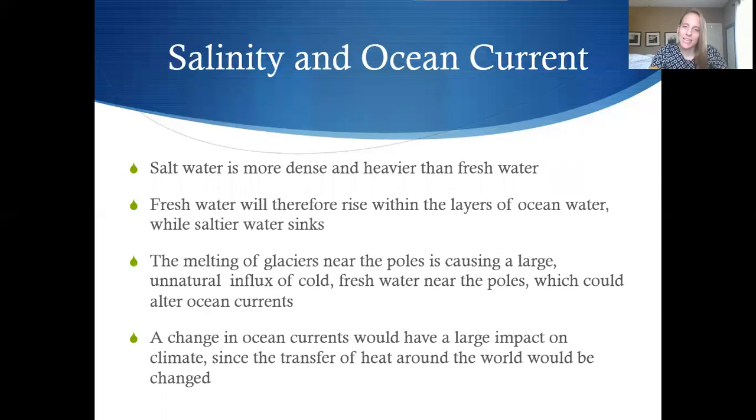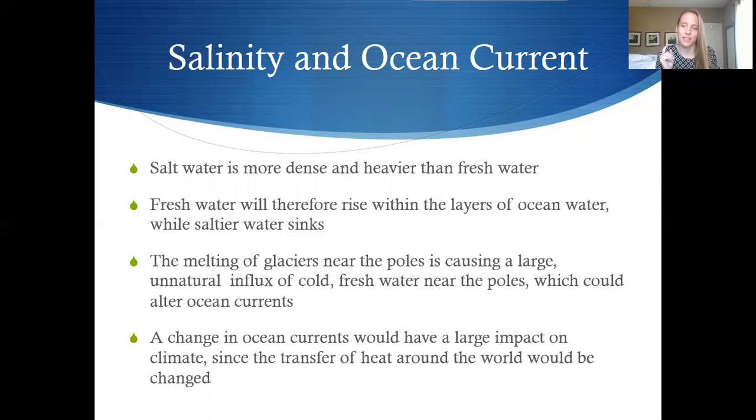And then salinity, again, is how salty the water is. Salt water is more dense and therefore heavier than fresh water. So fresh water tends to rise while saltier water tends to sink. This is really impacted by the melting of glaciers near both of our poles, the North Pole and the South Pole. All of that melting of those glaciers causes a large influx of cold, fresh water near the poles, which can alter ocean currents.